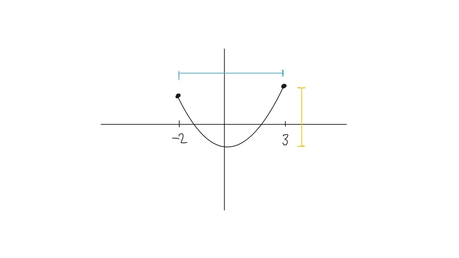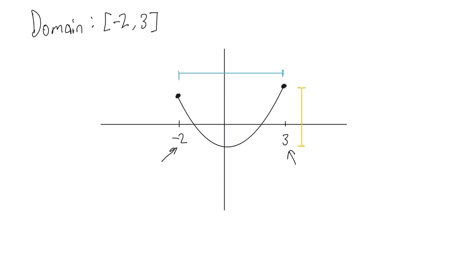Let's start with the domain. Look at the x values. This graph starts at x equals -2 and ends at x equals 3. So we write the domain as -2 to 3.